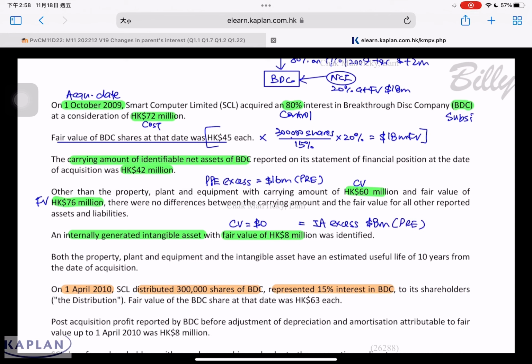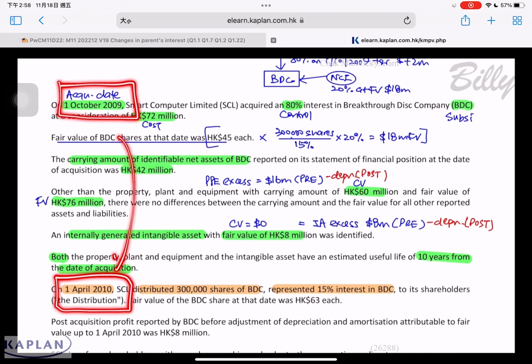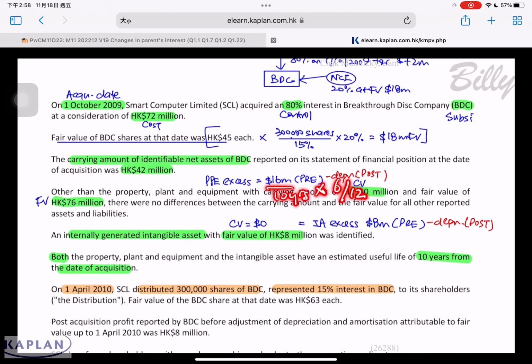We increase the PPE and we increase the intangible assets, so we must account for the depreciation. This depreciation is the post-adjustment. Both property, plant and equipment and intangible assets have an estimated useful life of 10 years from the date of acquisition. The acquisition date is 1st October 2009, and the date of distribution is 1st April 2010, so we must account for 6 months' depreciation. We take $60 million over 10 years, multiplied by 6 months. Depreciation after the acquisition date should be equal to $0.8 million. For intangible assets, we take 8 over 10 years for 6 months. The amortization for the intangible assets is equal to 0.4.